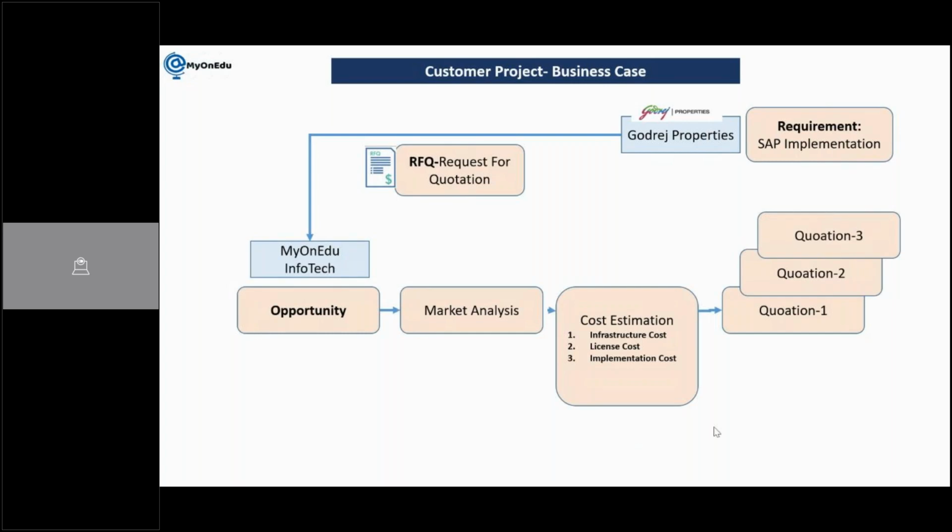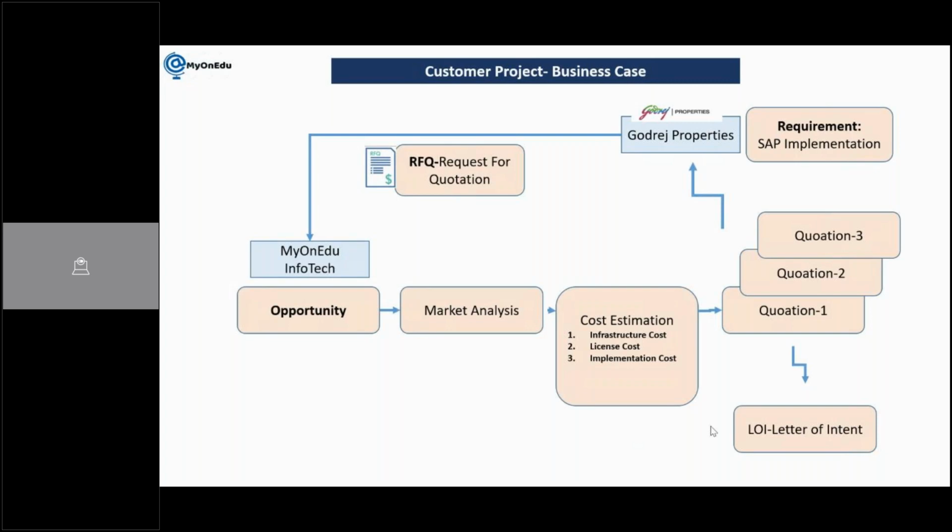We may have multiple stages of submitting the quotation, 1, 2, 3, and once it is finalized, we will receive the LOI, letter of intent. Godrej Properties will collect all the quotations from the different companies and analyze them based on their capabilities and financial statements, whether they will be able to implement or not. There are different parameters. Based on that, they finally give the contract to a company.